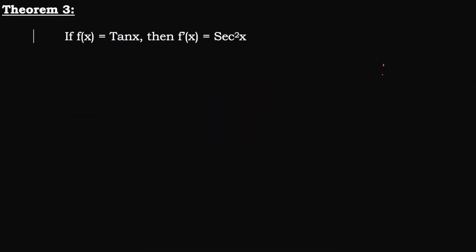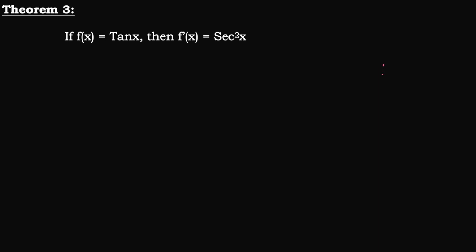Hi and welcome back to our channel. In today's video, we'll continue our series on the proof of the trigonometric functions, and this time we are on the third theorem about trigonometric functions. It says, if the function f of x is equal to tangent of x, then the derivative of f of x is equal to secant squared x.